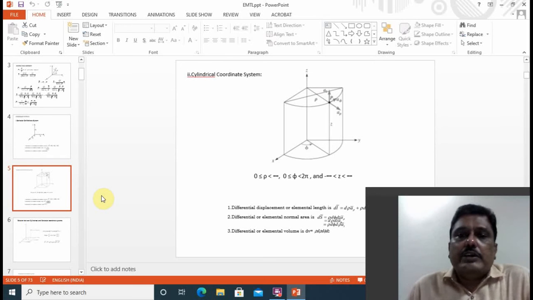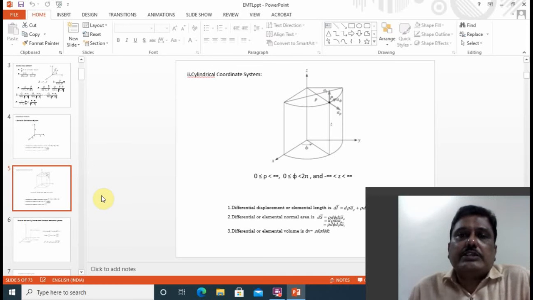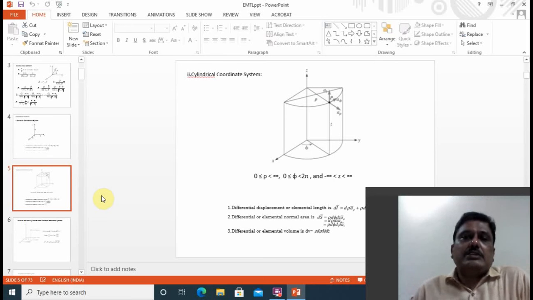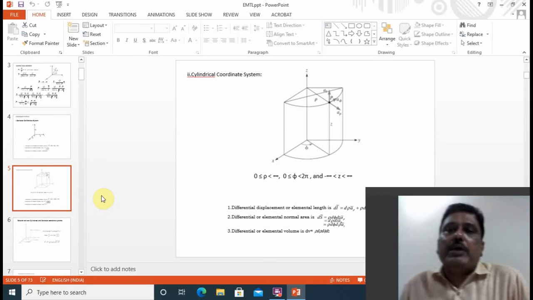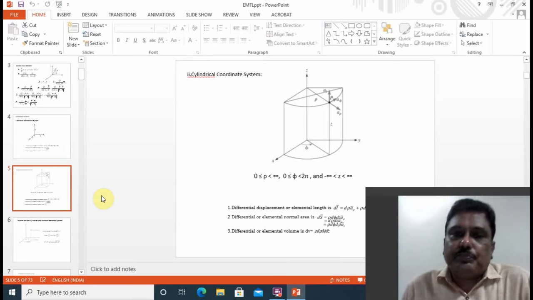In rectangular coordinate system, the three axes x, y, z lie from minus infinity to plus infinity. Whereas in the cylindrical coordinate system, the rho axis, as shown in the figure, is the radial axis from the origin, from the center of the cylinder to the surface of the cylinder. So it is denoted by rho, and it ranges from 0 to infinity.